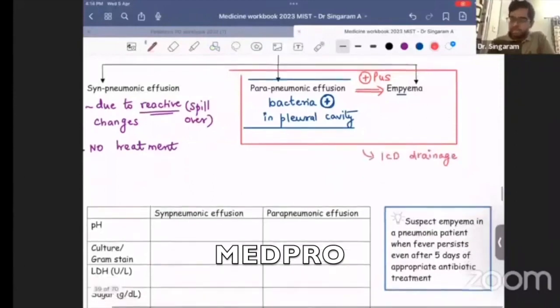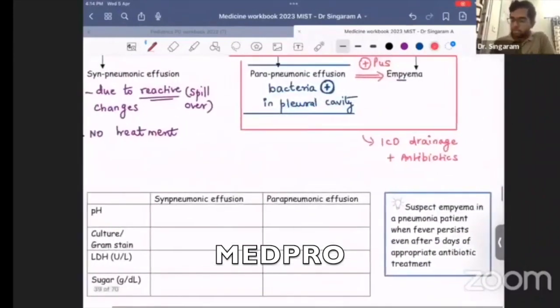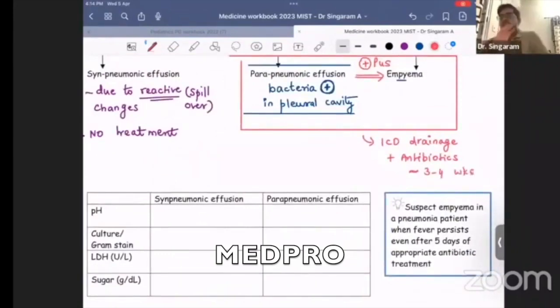Of course, as a part of treatment, you will also give antibiotics. But the point to be noted is antibiotics should be given for a long period of time. Around 3 to 4 weeks, you have to give the antibiotics. That is the point. So pneumonic effusion, don't treat it. Parapneumonic effusion and empyema, you have to put ICD drainage in addition to antibiotics. I hope you're able to follow this.